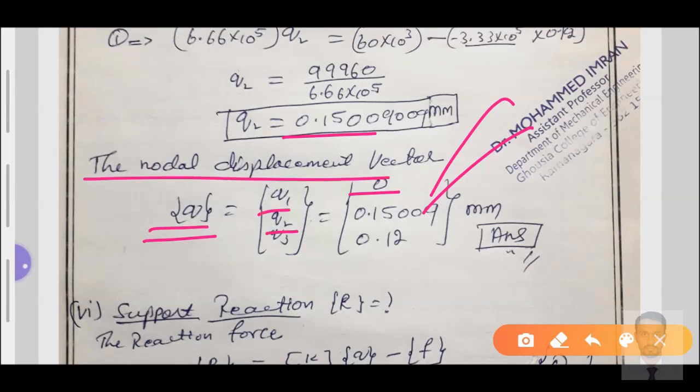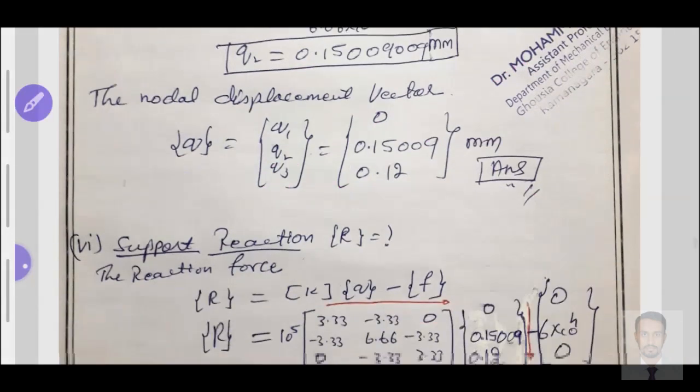Representing the displacement vector, Q equals q1, q2, q3. q1 equals 0, q2 equals 0.15009, and q3 equals the given 0.12. This is the answer for the displacement vector by using the elimination method.